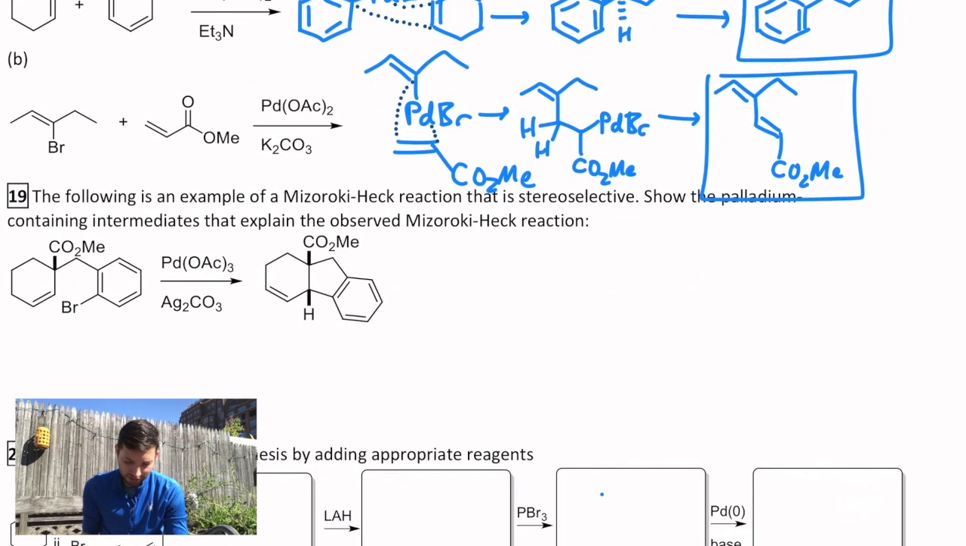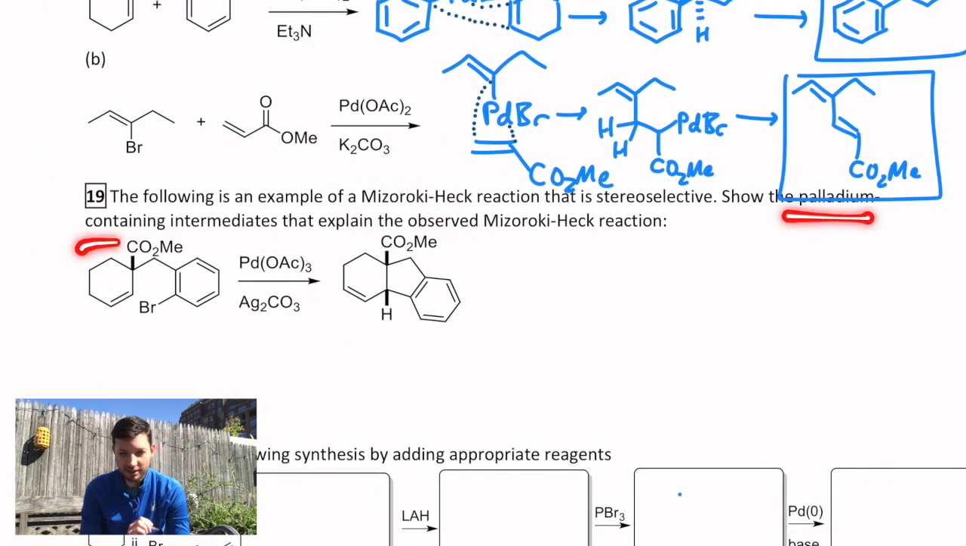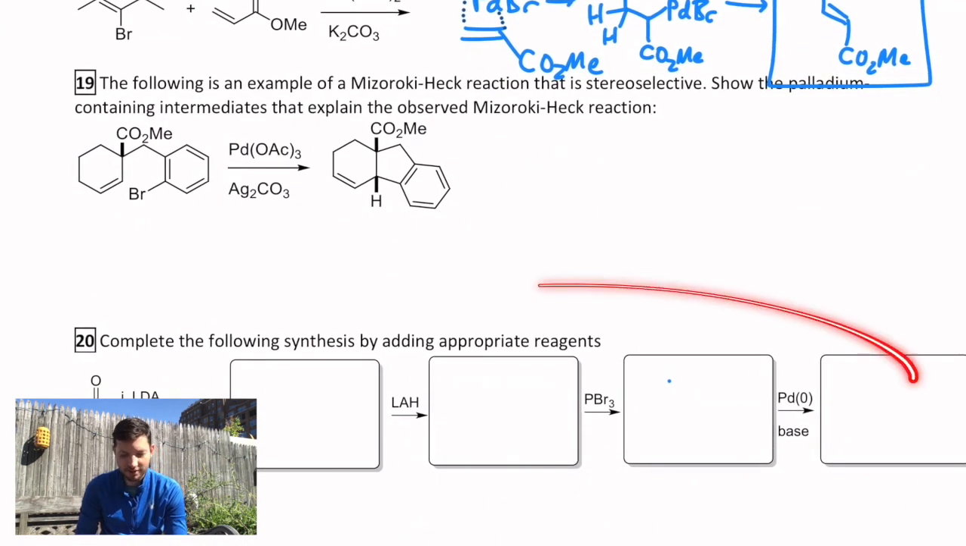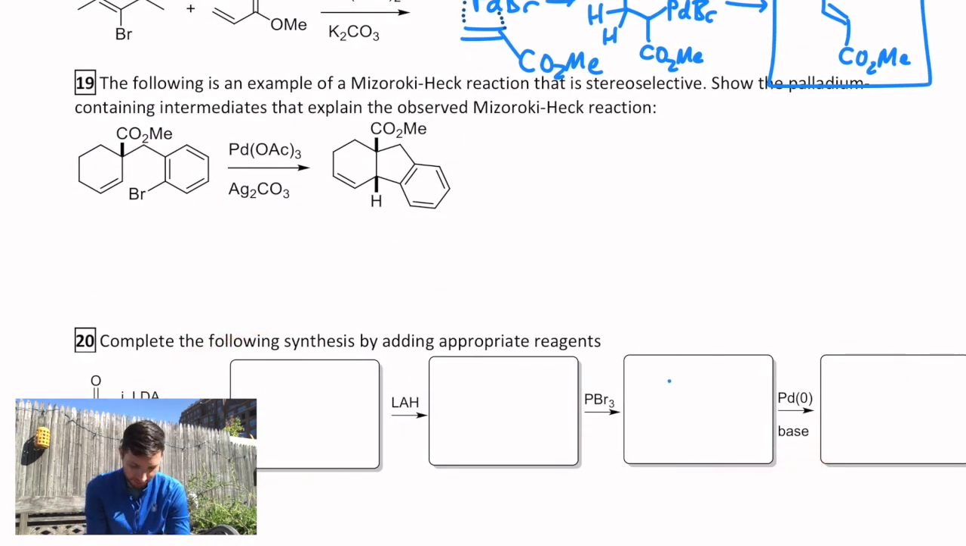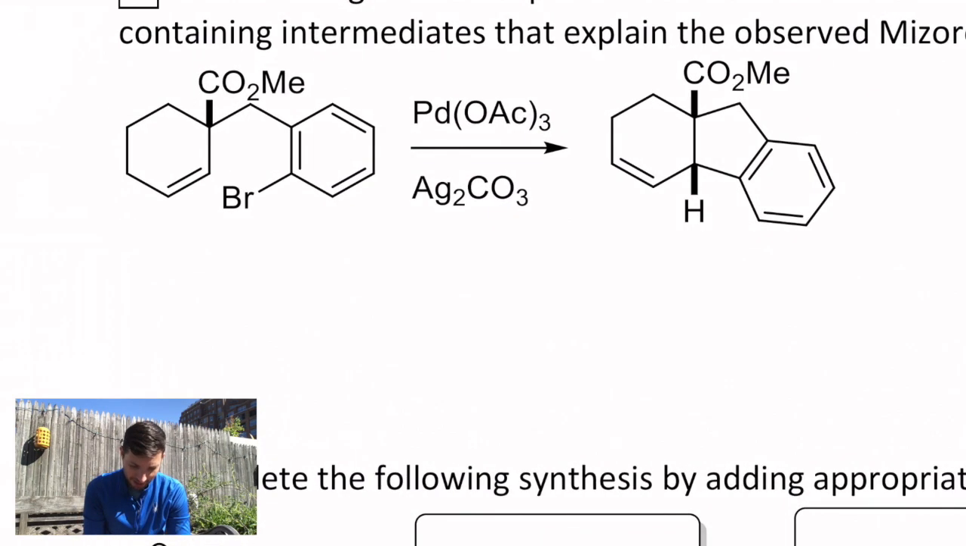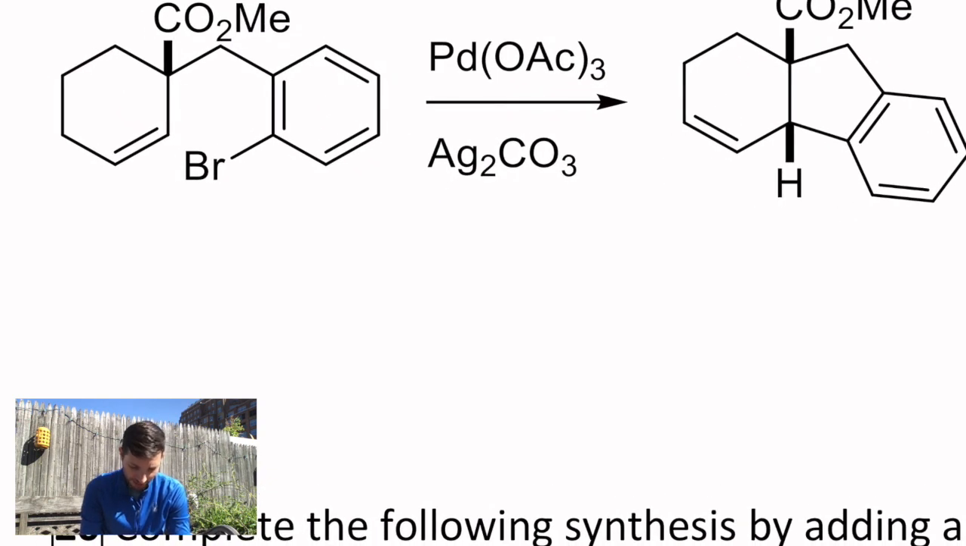Let's wrap up by looking at a more complicated example of this. They actually gave us the product and were asked to draw all the palladium-containing intermediates, and then we'll finish with one example of how to use this in a synthesis where we have to predict the product. So here is a Heck reaction. I have an aryl halide and an alkene in the same molecule. So this is an intramolecular Heck reaction.